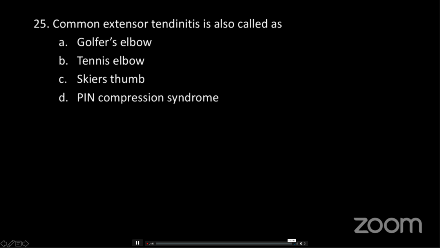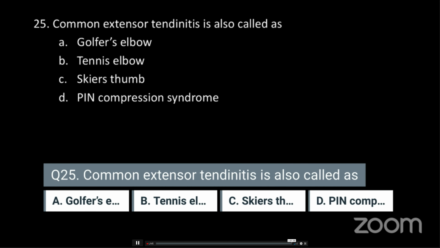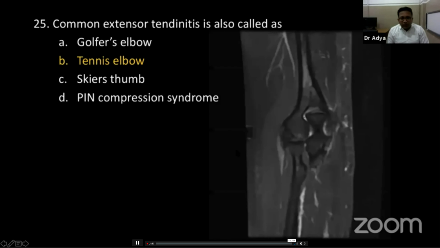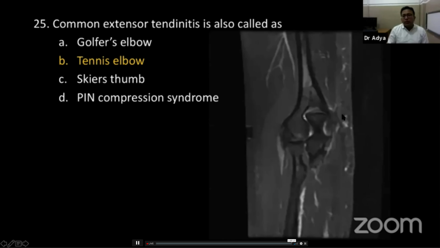Ending the poll, sir. So 81% people are saying it's option B, tennis elbow. I expected 100% answer, but this is usual. Even we get confused with which one is tennis elbow and which one is golfer's elbow. So the answer is tennis elbow. The common extensor tendinitis or lateral epicondylitis is also called tennis elbow, whereas the less common medial epicondylar tendinitis is also called the golfer's elbow.